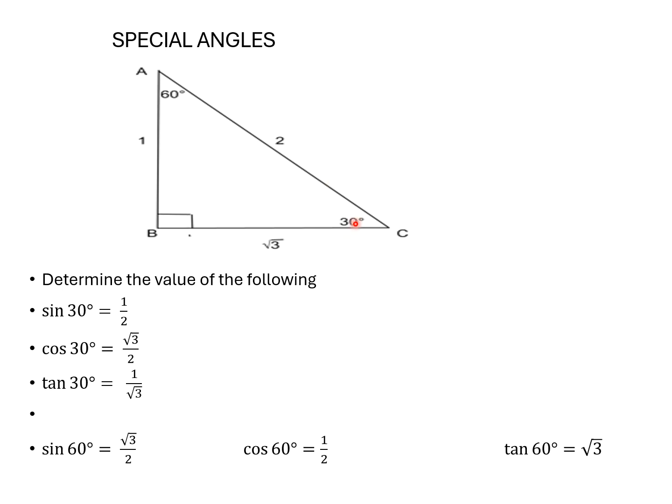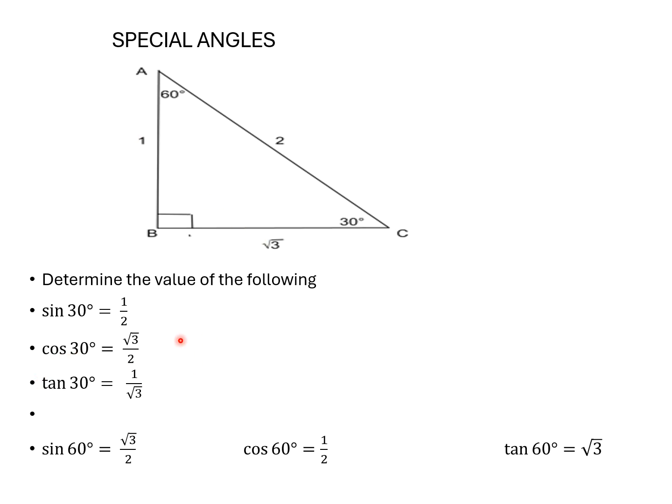But if we work from 30 degrees, the sine of 30, we need to know, is always my opposite side over my hypotenuse. So sine 30 is 1 over 2. The cos of 30, adjacent over hypotenuse, gives me square root 3 over 2. And tan 30 would be opposite over adjacent, which is 1 over square root 3.